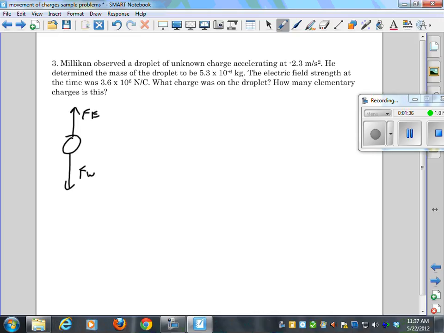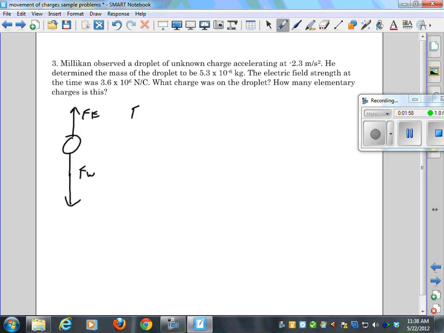Down. How do you know down, Mike? Negative 2.3. So in other words, the weight force has to be greater than the electric force, right? Because it's accelerating down. If there was no electric force, it would be minus 9.8. Okay, so can I figure out the weight force?